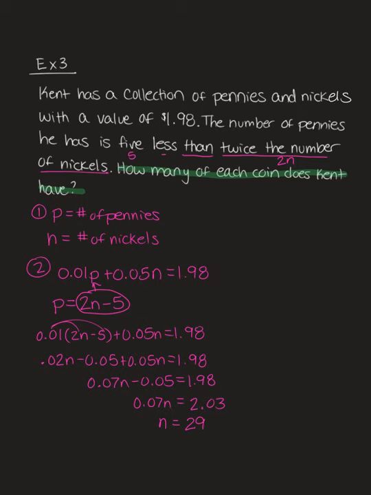Now we need the number of pennies. So we substitute this back in to one of the originals, and the second one just looks easier. So 2 times 29 minus 5 is 53. So you can say that Kent has 53 pennies and 29 nickels.